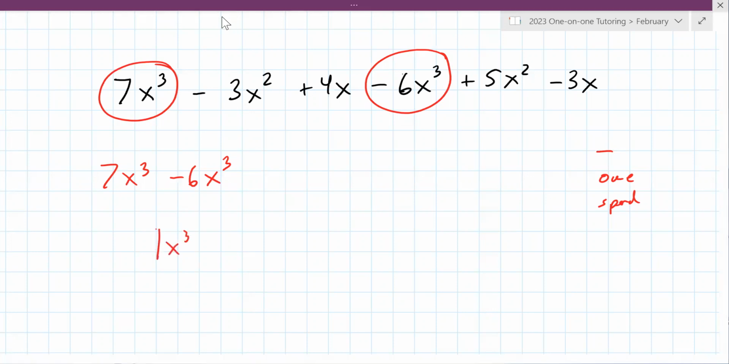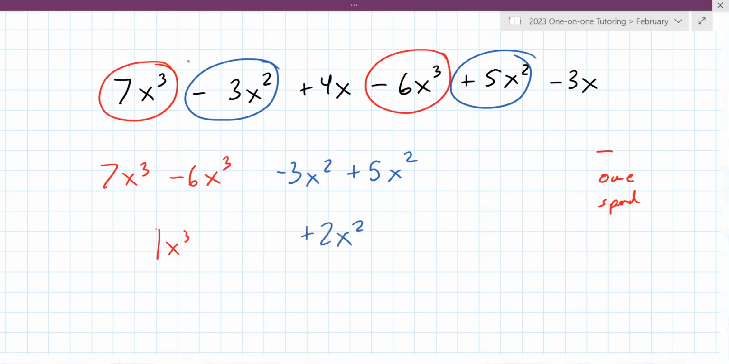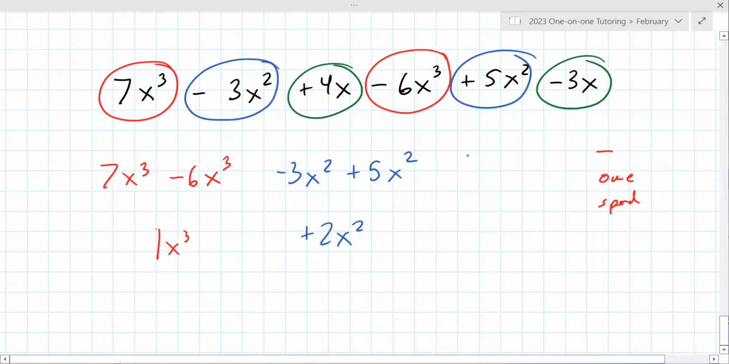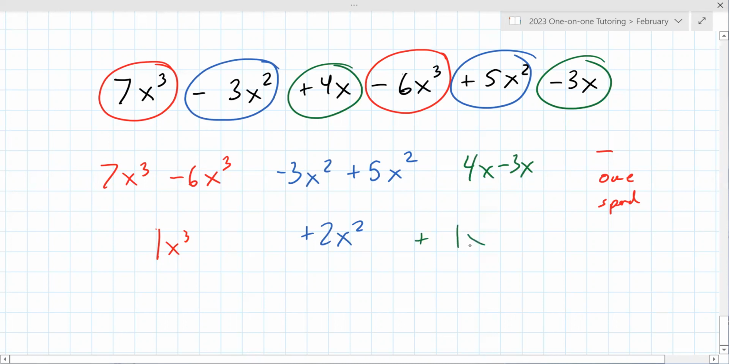Okay. Now let's look at negative 3x squared and 5x squared. Negative 3x squared plus 5x squared. So come up with a scenario for 5 and -3. You get $2. So you now have $2. Good. 4x minus 3x. Then you get $1. So 1x. Good. So it's not any more difficult than that.